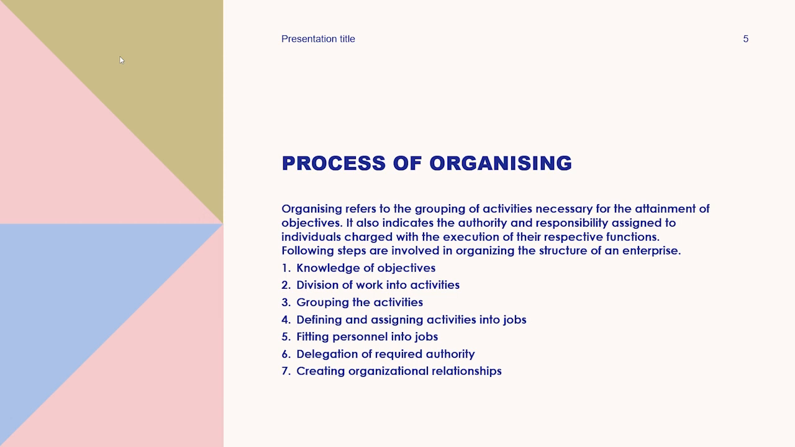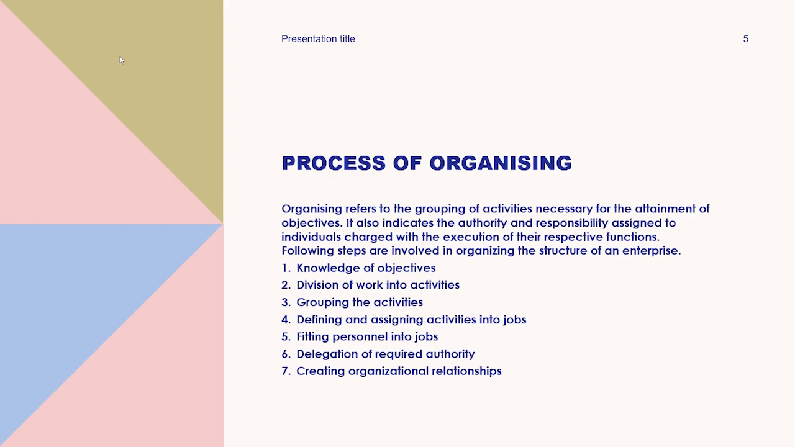Next step is creating organizational relationships. Creation of different authority relationships such as line, functional or line and staff is essential for the achievement of objectives. Everyone in the organization must know to whom he is accountable, and his relation with other persons in the organization should be clearly established.